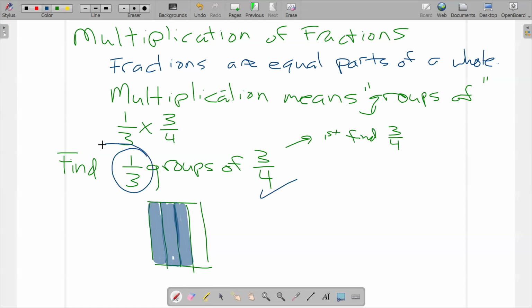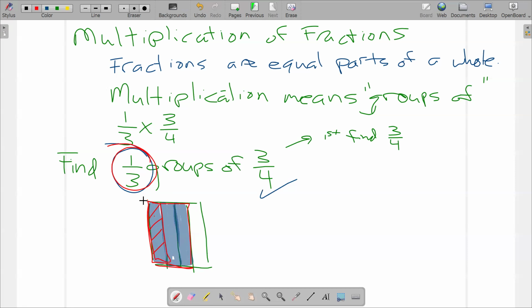I think I can find 1/3 of it now. I'm going to do that in red. So this right here is my 3/4. 1/3 of it would just be this one. Oh, no, just one of them, right? I don't even need two of them. That is 1/3 of that group. Yes, this block right here is 1/3 of 3/4.